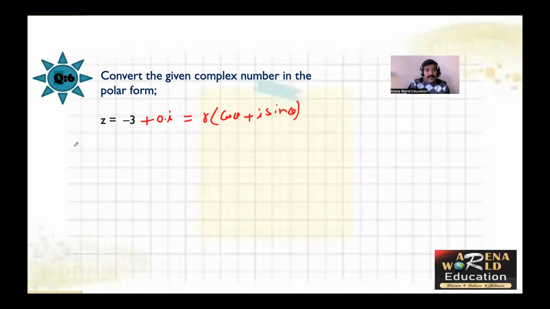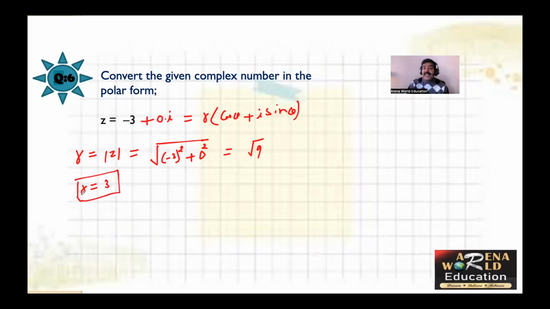Now what is the next step? Yes, we will find r, and r is what? R is mod z. Now this time it is very easy. What is the real part? Yes, real part is minus 3. So minus 3 square plus 0 square. Right? So what is minus 3 square? It is 9, and 9 plus 0 is simply 9. So what is r? R will be equal to 3. I hope everybody is clear.